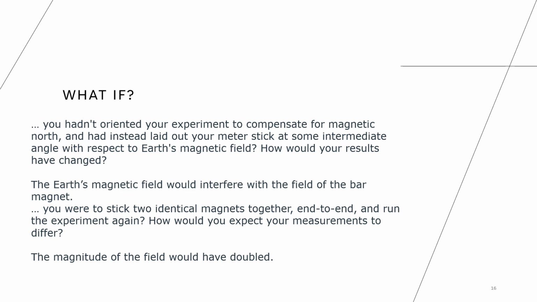What if you were to stick two identical magnets together end to end and run the experiment again? How would you expect your measurements to differ? The magnitude of the field would likely have doubled, retaining its same direction.